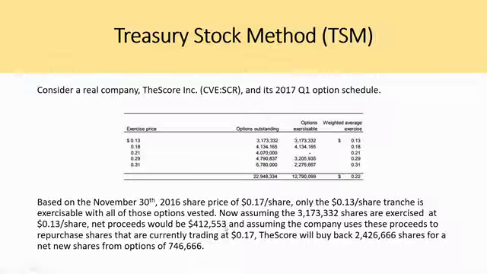$412,553 to the company, and assuming the company uses these proceeds to repurchase shares at the currently traded 17 cents a share, the company will buy back 2,426,666 shares for net new shares from options of 746,666. And I'm just reading this and I feel that this is confusing and this is not helpful.